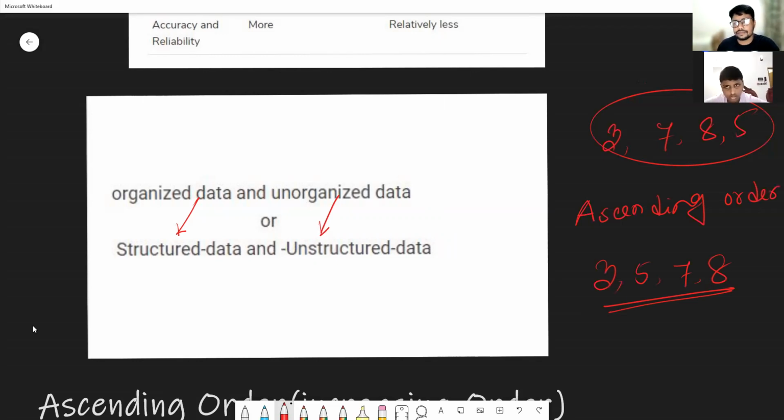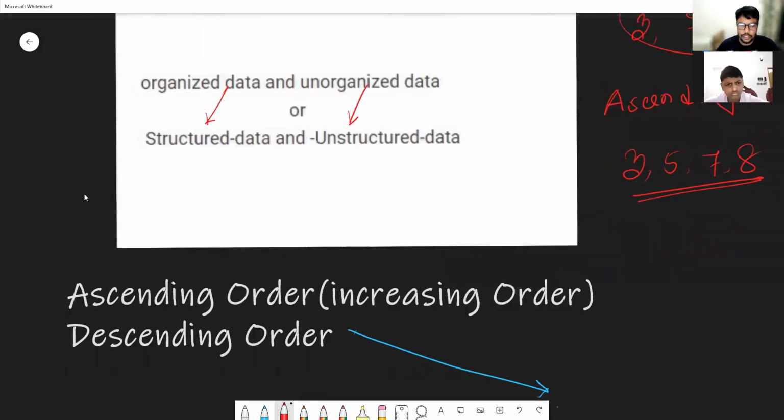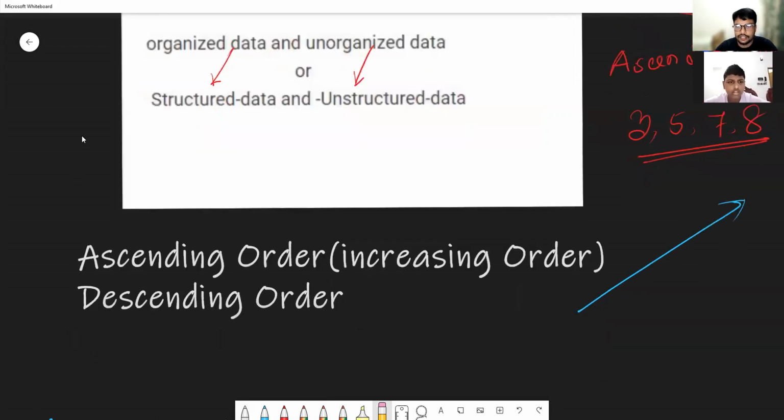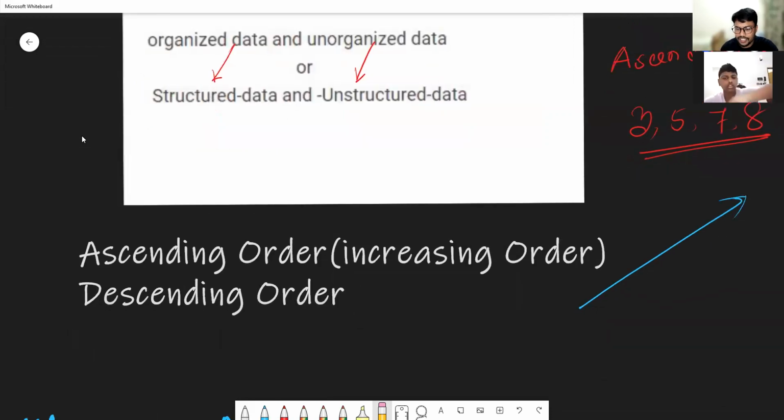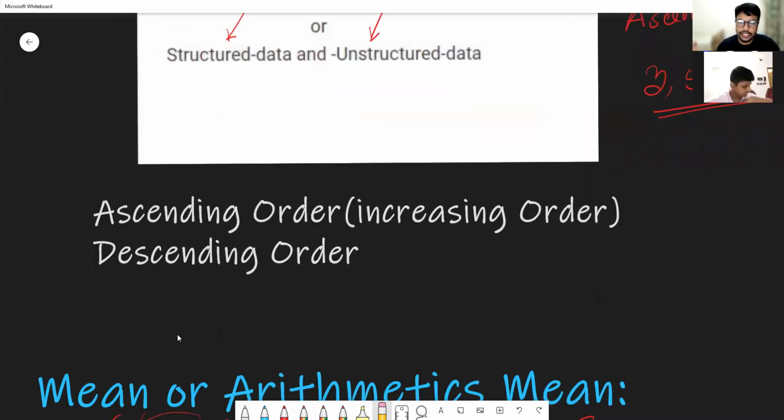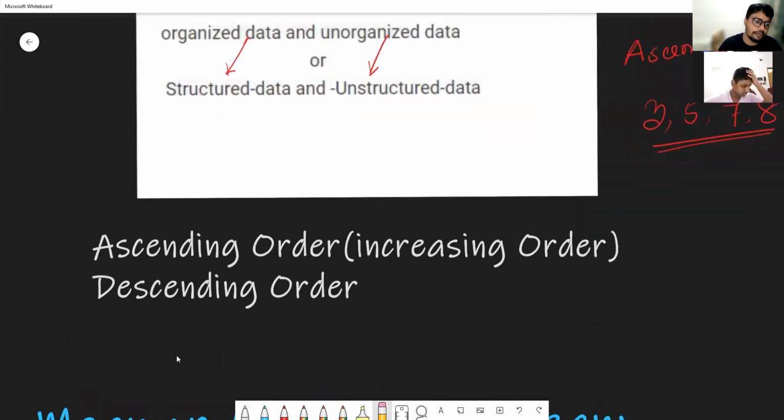Clear? Yes. Okay, now the words are ascending order and descending order. Do you know the meaning of ascending order and descending order? Ascending means lower to higher, and descending means higher to lower. Both of them are in an organized way. Sometimes ascending means increasing order, that means smallest value to greatest value. Descending means greatest value to the smallest value. Now, this is actually the keyword in this chapter.